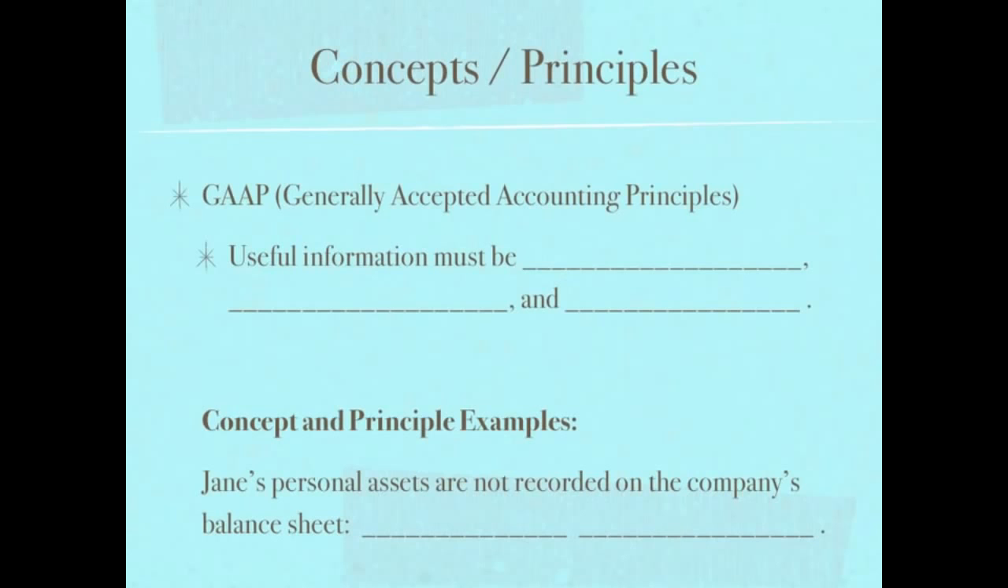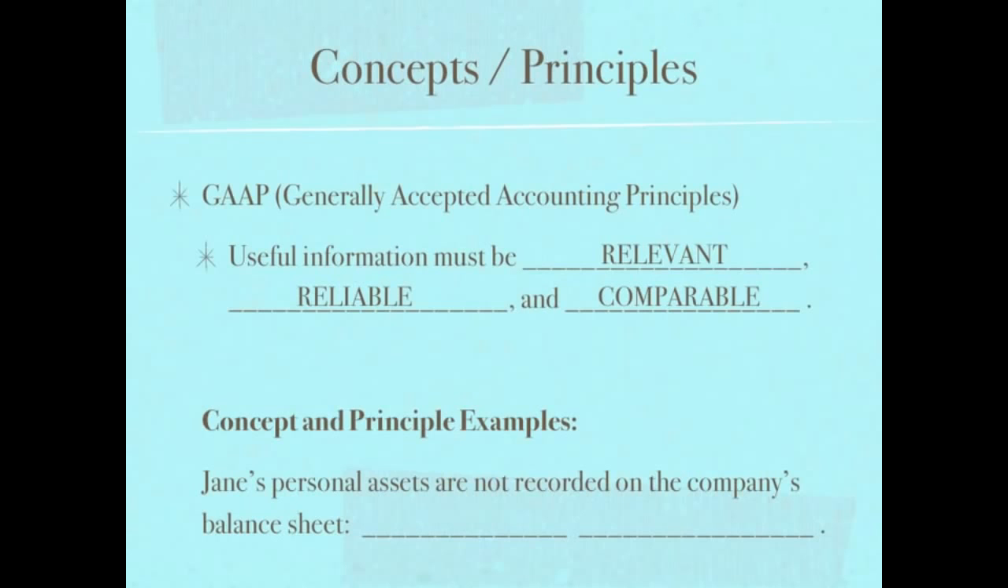A few more concepts and principles that we need to have a firm foundation with is GAAP. GAAP stands for Generally Accepted Accounting Principles. And GAAP tells us that information must be 3 things. Useful information must be relevant, it must be reliable, and it must be comparable. So the information that we're given as investors, for example, the information needs to be relevant. Is it relevant for me to be able to make a decision? Is it reliable information?